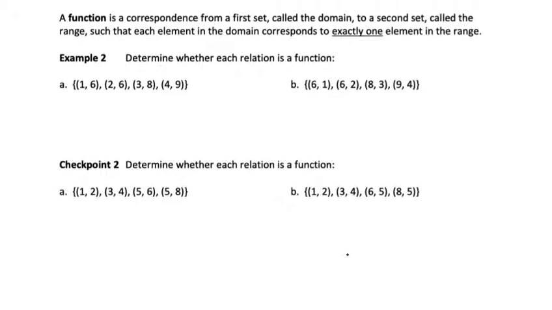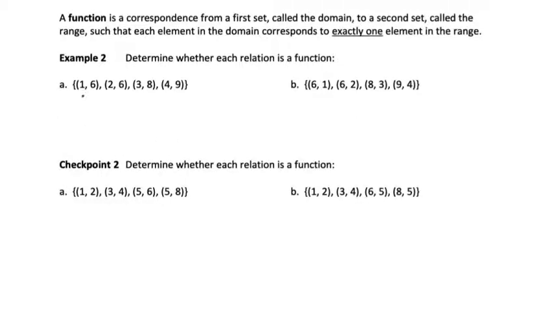Our next definition is for a function. A function is a special type of relation so that each element in the domain corresponds to exactly one element in the range. In other words, it can't correspond to more than one element in the range. So in example 2, we're asked to determine whether each relation is a function.